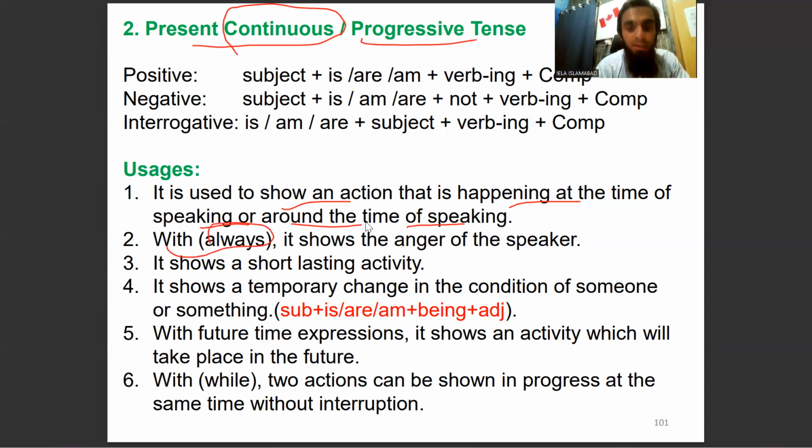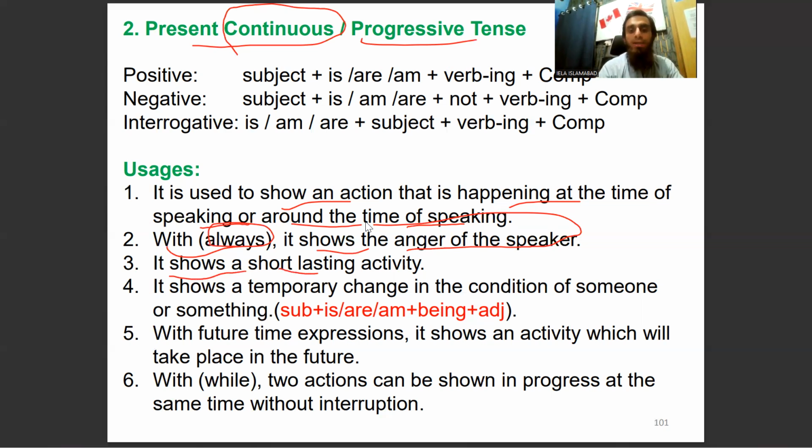With always, it shows the anger of the speaker. Now there will be an example for it. Always he is writing on the board. Always he is listening to me, right? Now with always it shows the anger of the speaker.